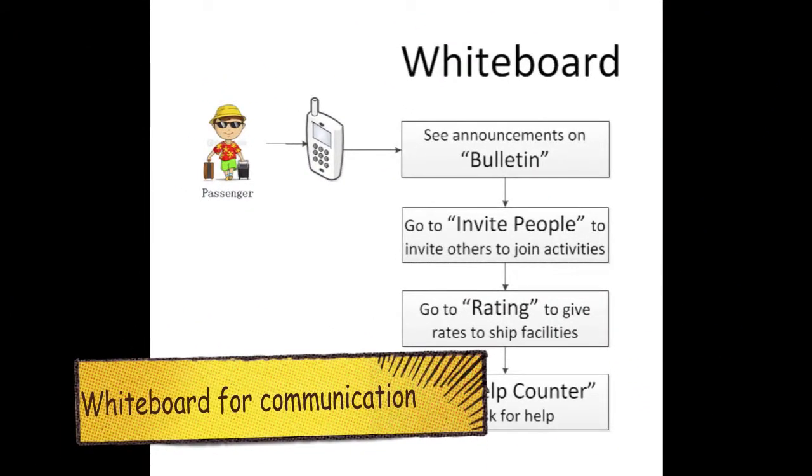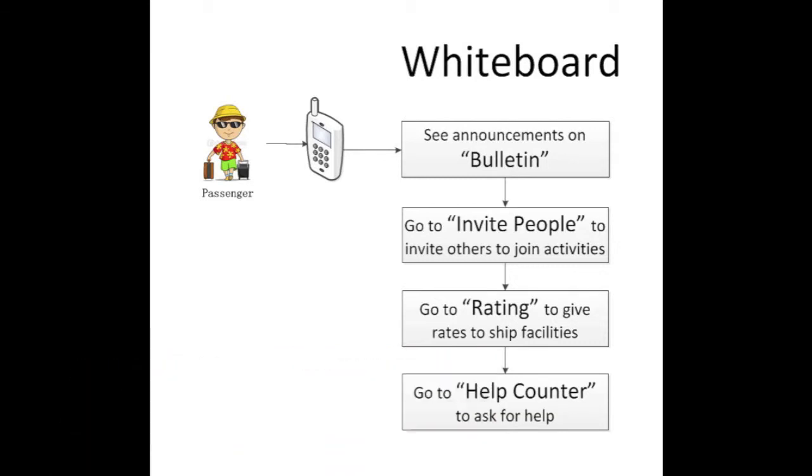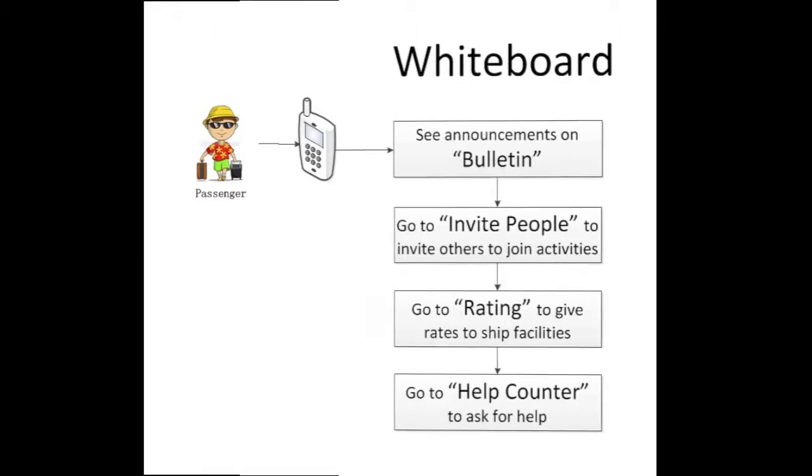After recommendation, you are seeing the diagram for whiteboard. When a passenger opens the whiteboard function, he can see announcements on the bulletin board from the crew members. He can go to invite people to invite others to join activities together. He can go to rating to give rates to ship facilities, such as the swimming pool or snooker room. And also, he can go to the help counter to ask for help if he's off board and gets lost in a strange city.